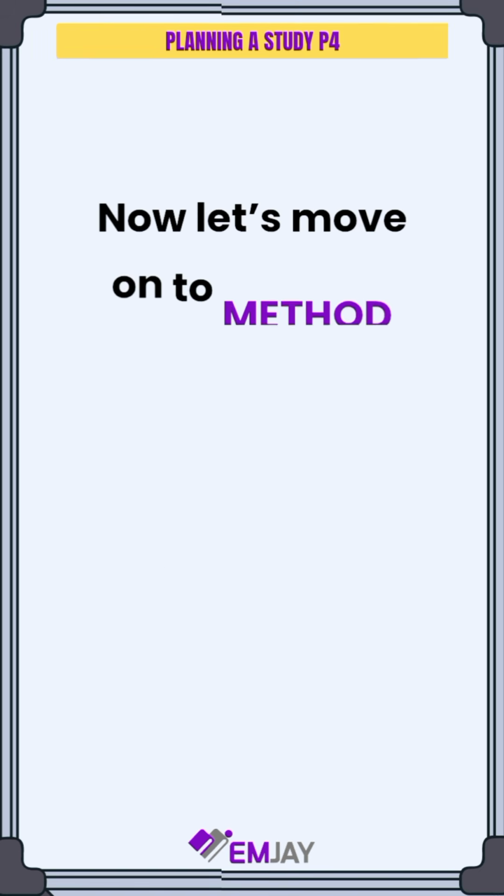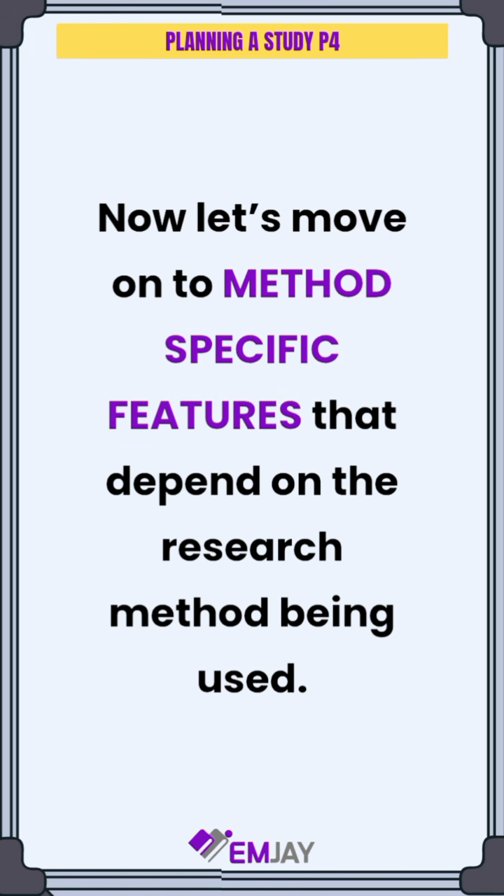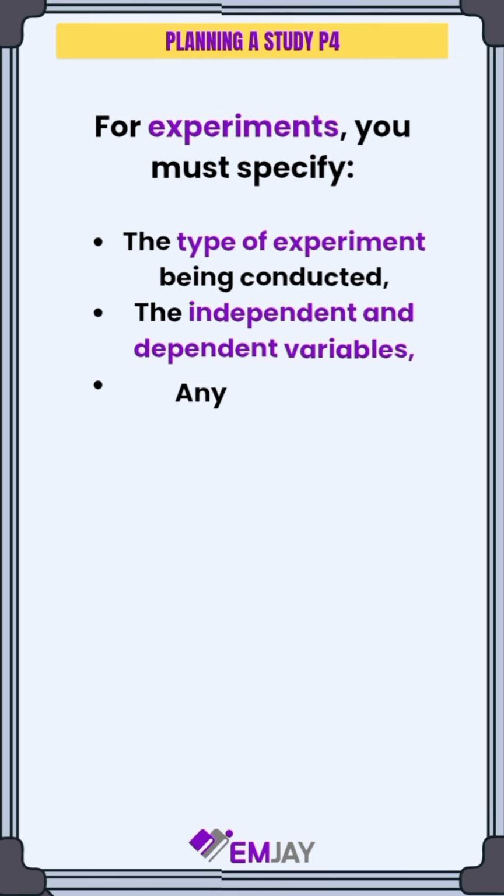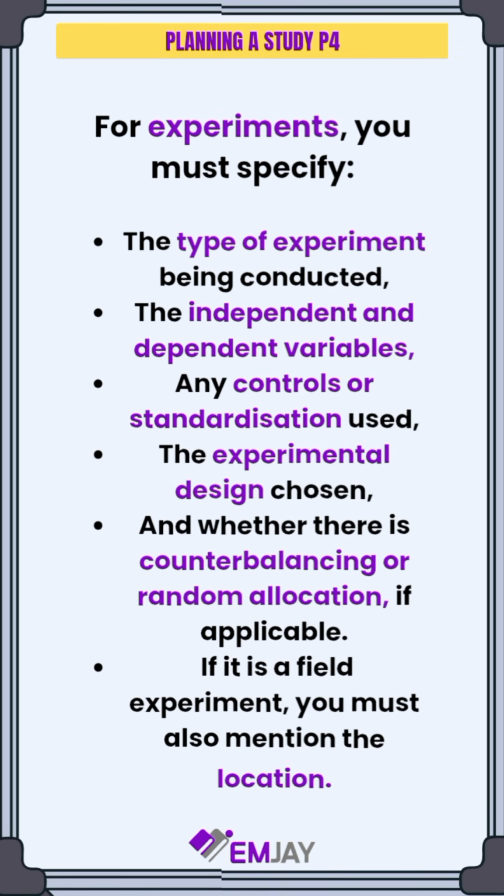Now let's move on to method-specific features that depend on the research method being used. For experiments, you must specify the type of experiment being conducted, the independent and dependent variables, any controls or standardization used, the experimental design chosen, and whether there is counterbalancing or random allocation, if applicable. If it is a field experiment, you must also mention the location.